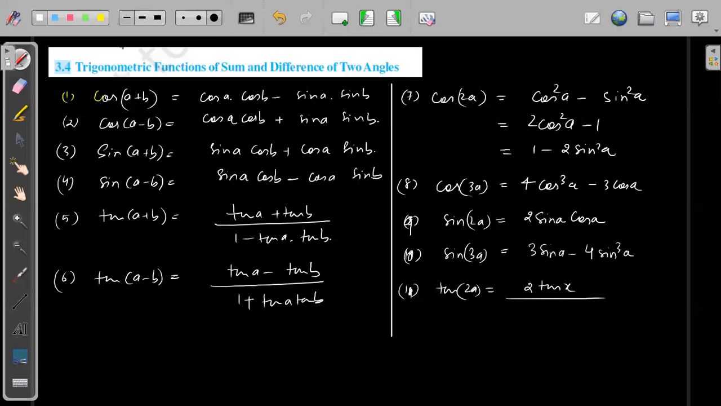Okay. So tan 2A is 2 tan A upon 1 minus tan square A. Then the 12th one is tan of 3A. Tell me what is the value of tan of 3A. Write it down in your copies. What will be the value of tan of 3A, if you remember?